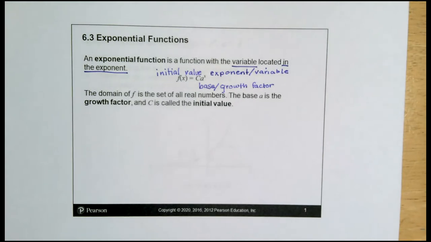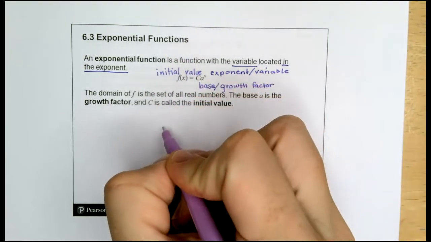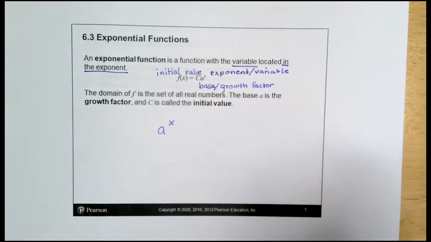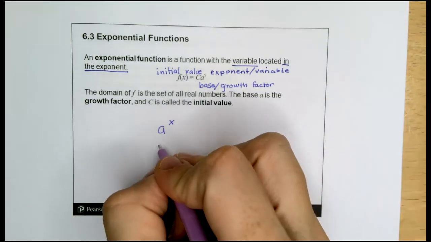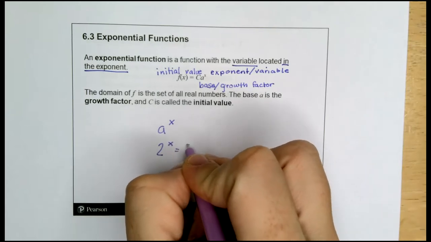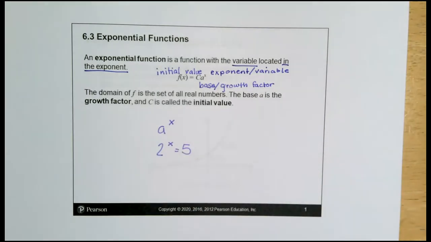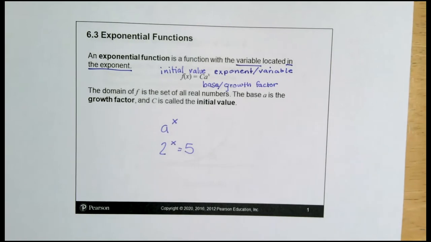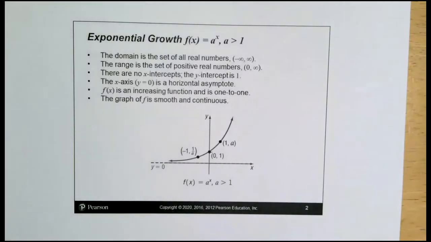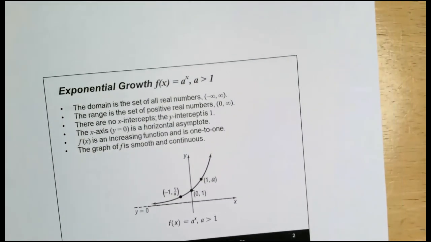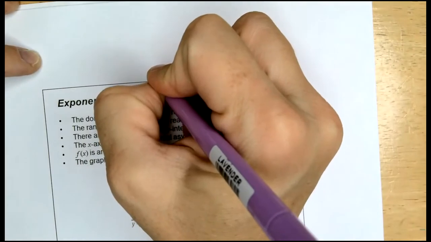Yeah? Okay, so we're going to learn how to undo a to the x, how to solve for x. If we had 2 to the x equals 5, I wouldn't really know what x is or how to find it, right? But by the end of 6.4, you will know. So this is just to get you familiar with this half of the equation, okay? So we're going to be comparing exponential growth to exponential decay.